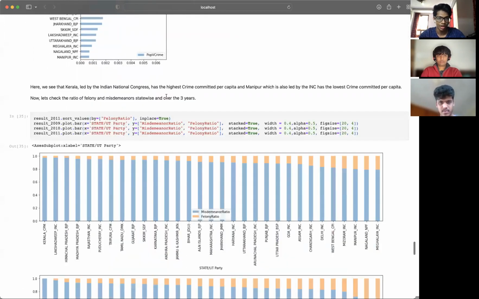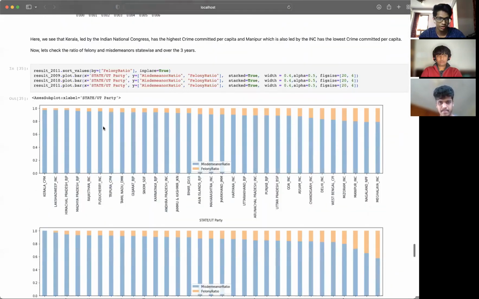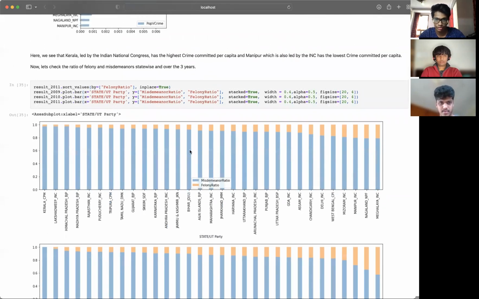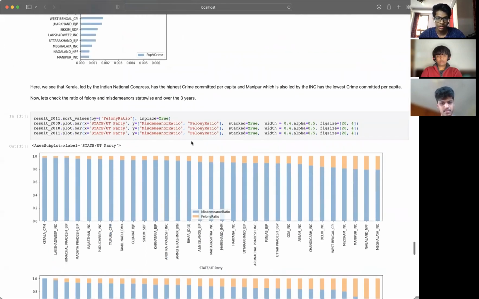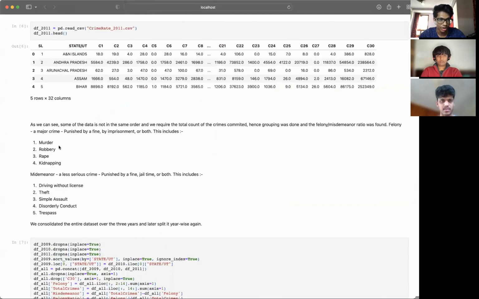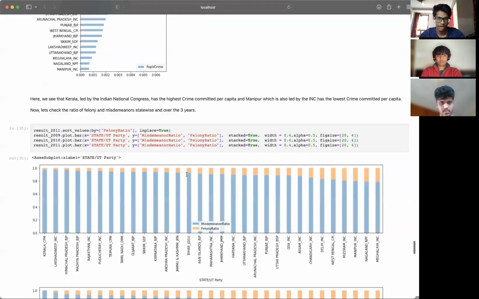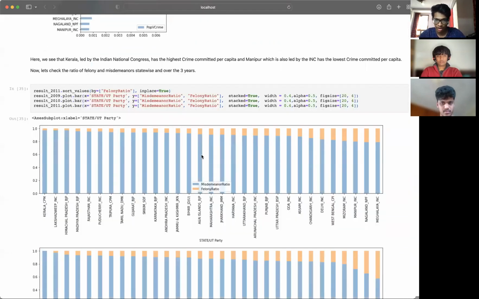We also plotted a very interesting graph called the felony ratio versus the misdemeanor ratio. Felony is a crime which is considered a grave crime. As mentioned previously on top here, felony consists of murder, robbery, rape, kidnapping, and misdemeanor, which is a less serious crime, consists of driving without license, theft, simple assault, disorderly conduct, and trespassing. So we created this ratio to see how much of the crime committed in each state is a felony and how much of it is misdemeanor.